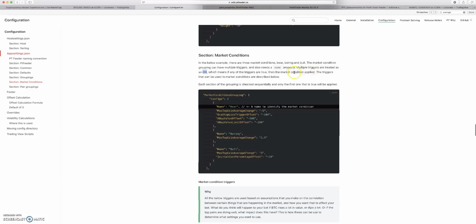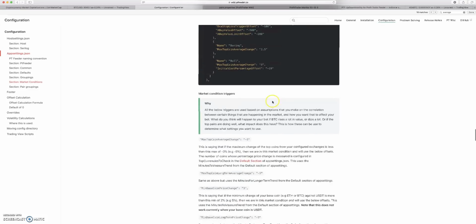So if any of these triggers are true, then the market condition is applied. So keep that in mind.